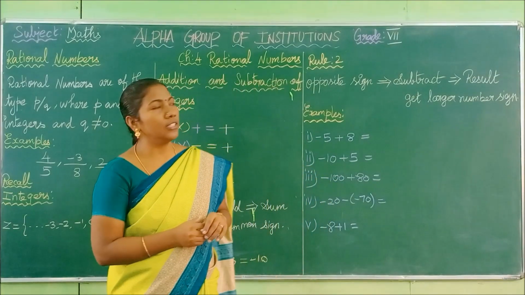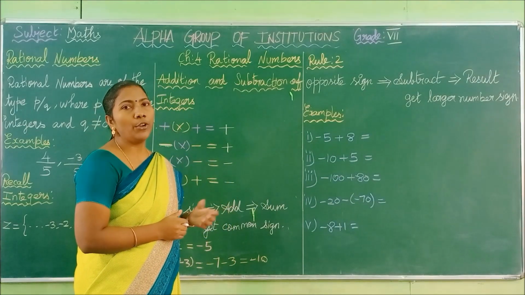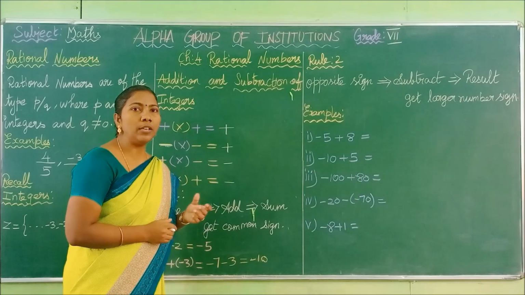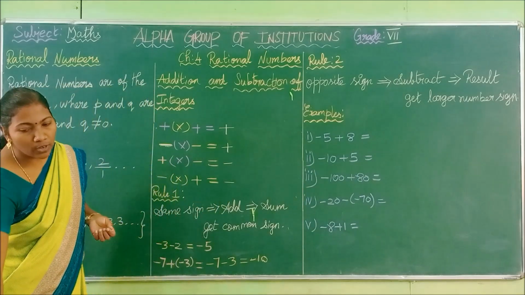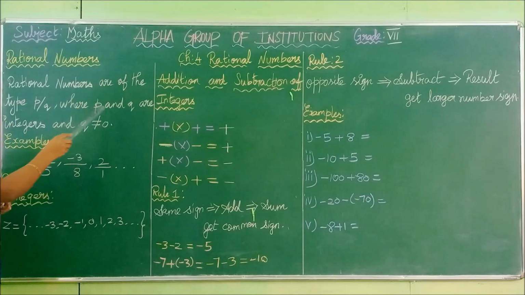Still, we are seeing chapter number 4, rational numbers. Now we are going to discuss some concepts in rational numbers. First of all, let us see what is meant by rational numbers. Already we have seen this definition. Rational numbers are of the type p by q, where p and q are integers and q is not equal to 0. So what is meant by integers?